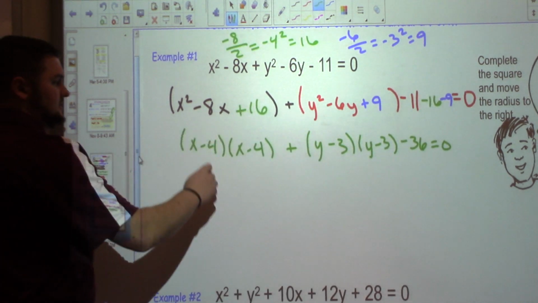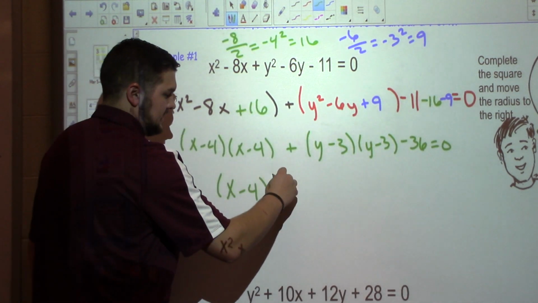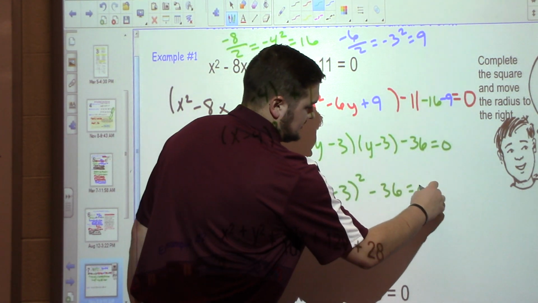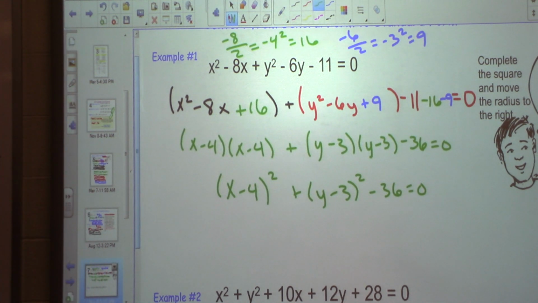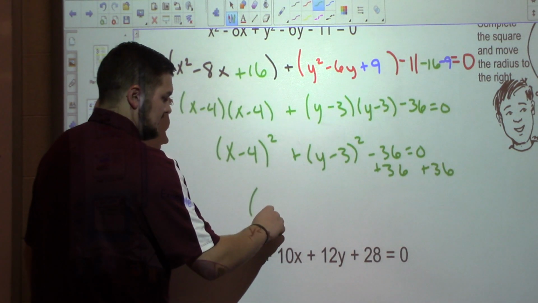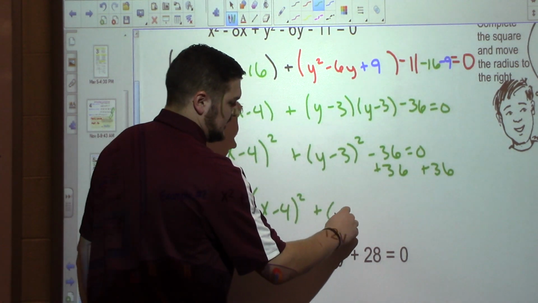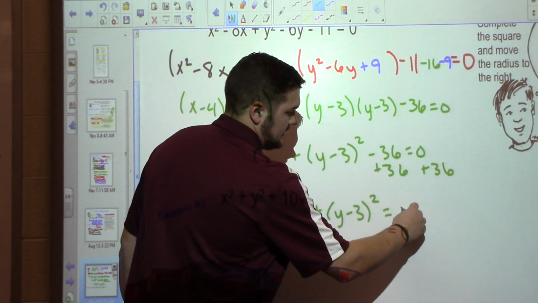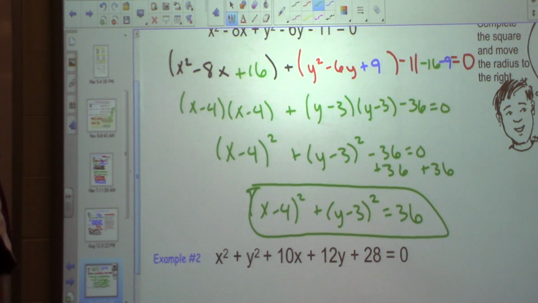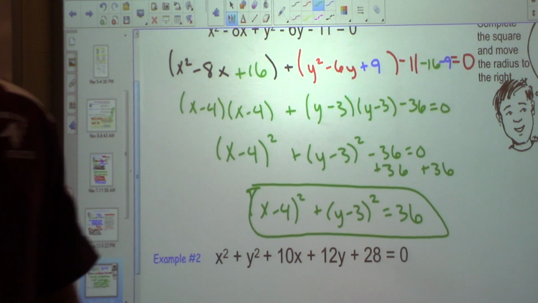And simply make these squared pieces. X minus 4 squared plus y minus 3 squared minus 36 equals 0. Except I have one problem. That doesn't look like the standard form yet. Add 36, right? So we want our radius squared on the other side. X minus 4 squared plus y minus 3 squared equals 36. So we're completing the square twice to change from general to standard form.